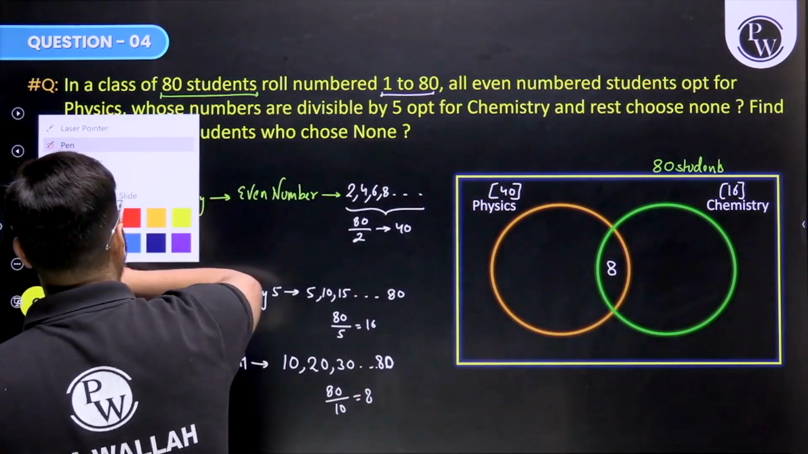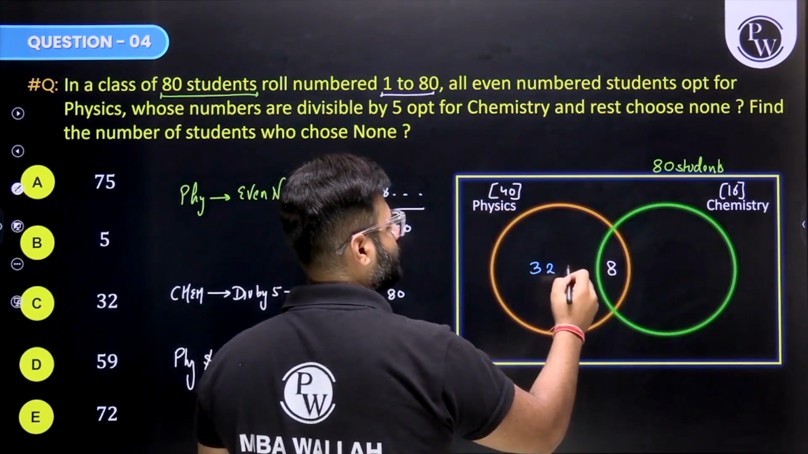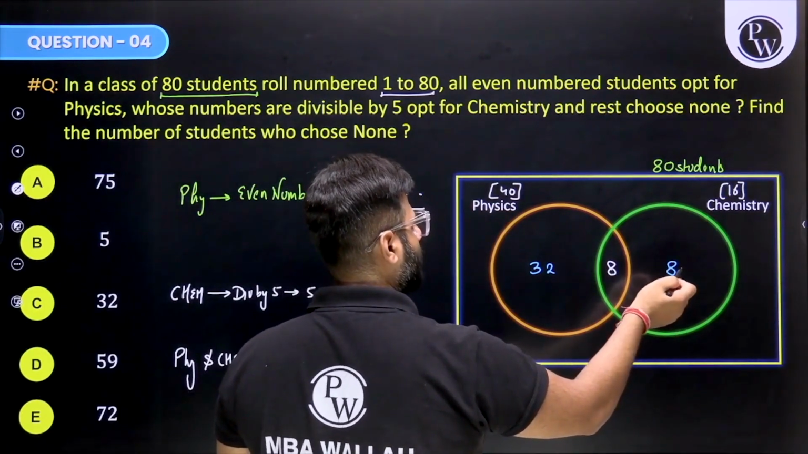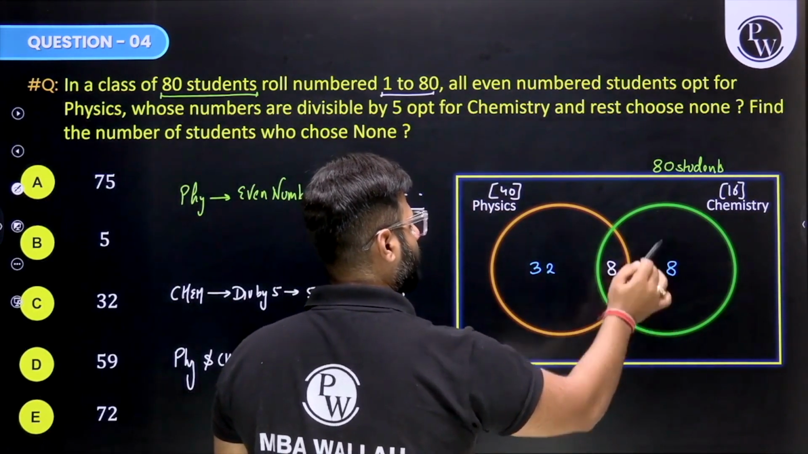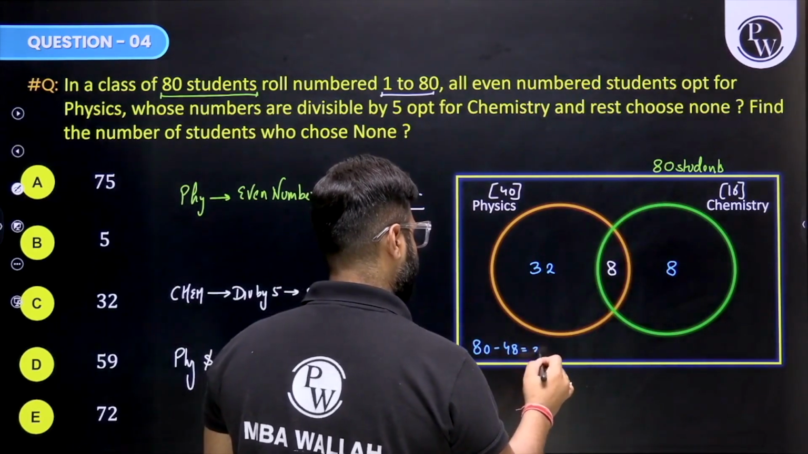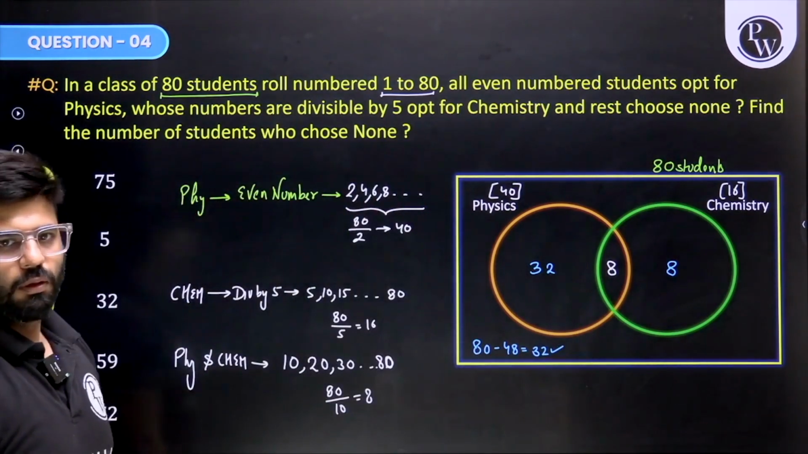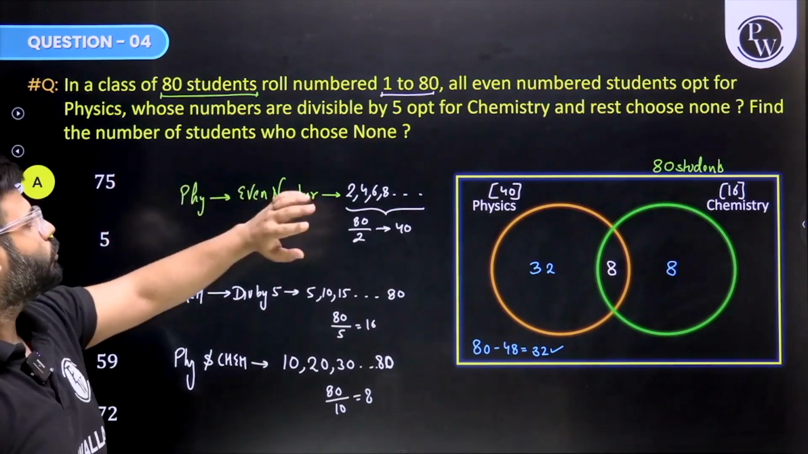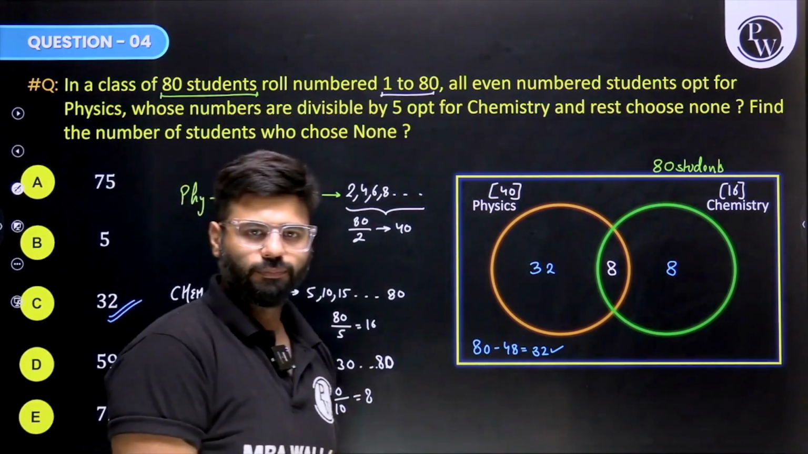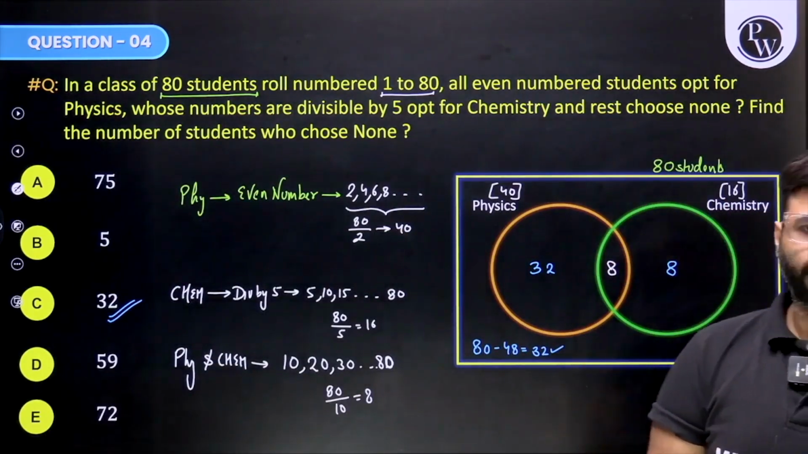Fantastic. Now you can find out everything. Total 40, here we have 8, so these are 32 guys. Total 16, here we have 8, these are 8 guys with only chemistry. 32, 40, 48, total 48. So 80 minus 48, that is 32 guys having nothing. Alright. What does the question ask? Find the number of students who chose none. 32 guys chose none. Simple. Got it? Easy. That's it.